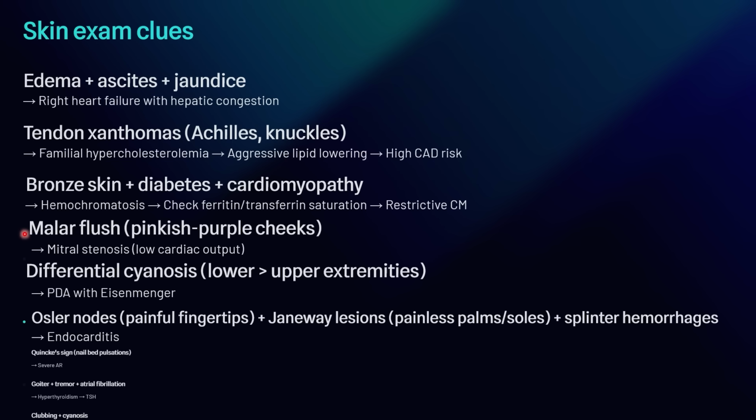hemochromatosis. Malar flush, pinkish purple cheeks, mitral stenosis with low cardiac output. Differential cyanosis, very important. Remember, if the question mentioned that the lower extremity cyanosis is more than the upper extremities, think of PDA with Eisenmenger phenomenon. Osler nodes, painful fingertips, Janeway lesions, painless palms and soles, splinter hemorrhage, think of endocarditis.